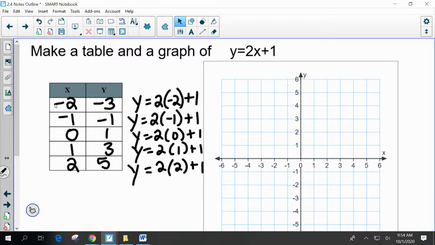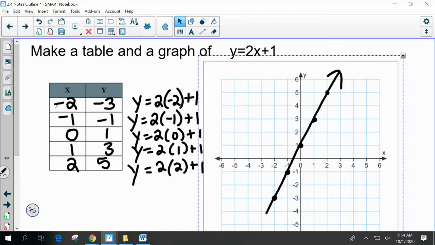Just where do we start every time when we graph? X, we start going left or right. We always start at the origin, 0, 0. So we're going to graph these points. They should be a straight line. And then you would want to connect the points with a straight line with arrows on the end, because technically this graph goes on forever.